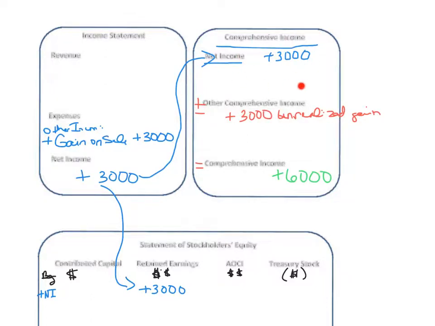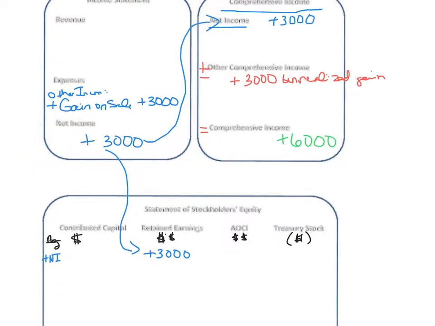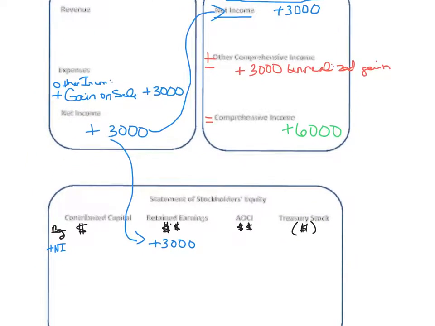This $3,000 came from the income statement. This $3,000 came from other comprehensive income. Total comprehensive income is the total of those sections. Okay, so there's my comprehensive income. Now let's look at how the account on the balance sheet, AOCI, gets updated for this activity on the statement of comprehensive income. Okay, so now follow this with me.